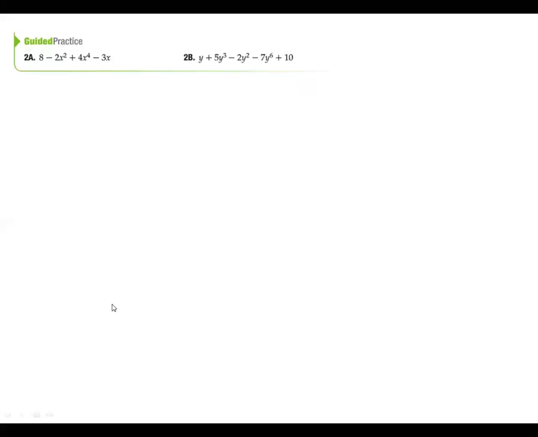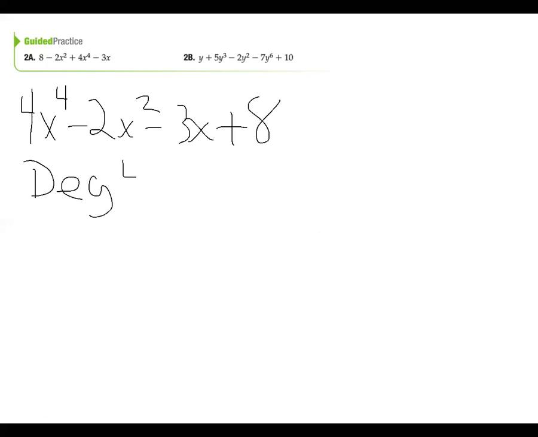All right, here's a couple for you to try. Go ahead and pause the video, hit play when you're ready. All right, we're back. So the first one, it would be 4x to the 4th minus 2x squared minus 3x plus 8. The degree is 4, and the leading coefficient is 4 as well.